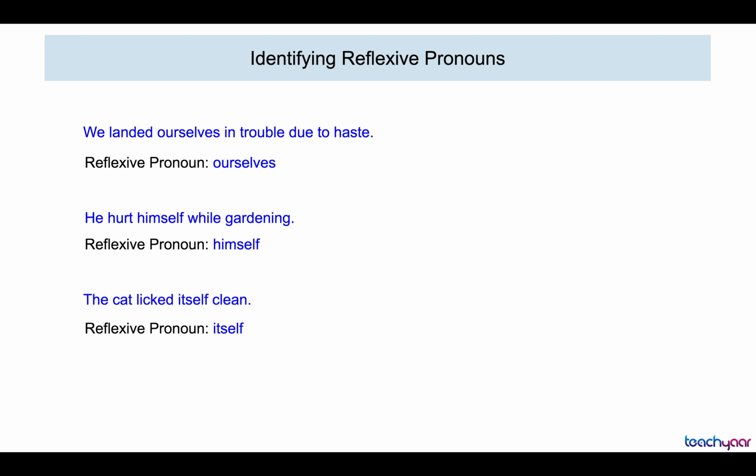But you must see that it ends in self if it is singular, or in selves if it is plural, and it must be related to the subject. So then it is a reflexive pronoun. So I hope you have understood the concept of reflexive pronoun.